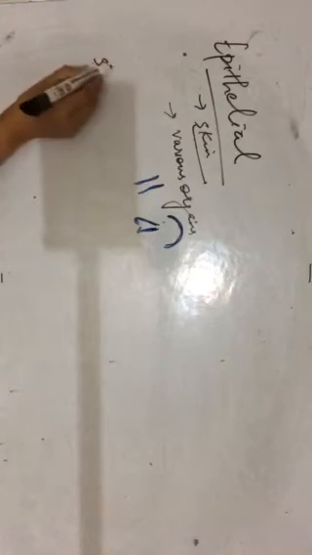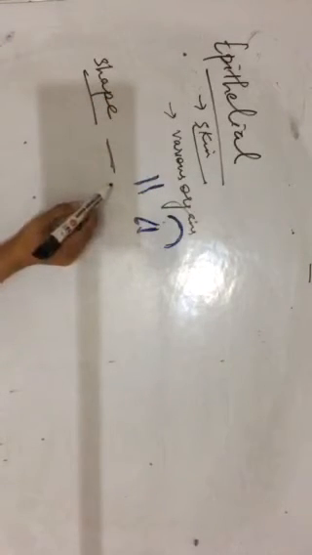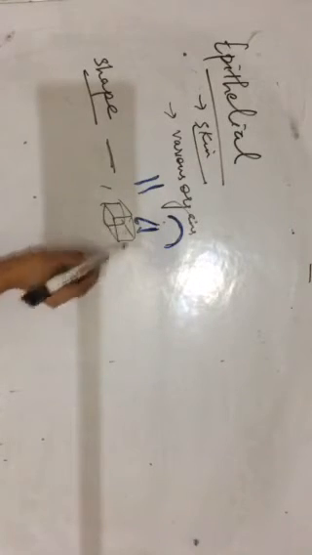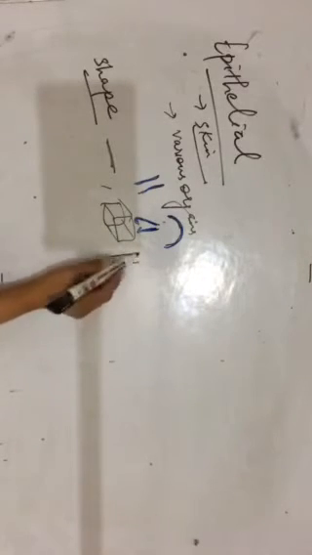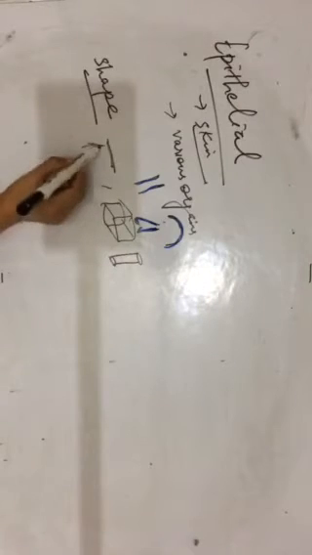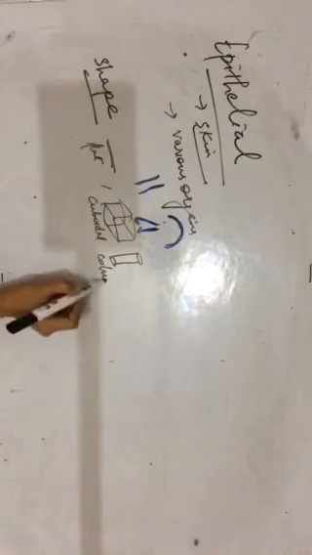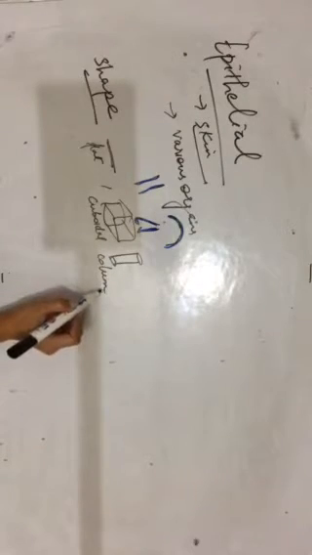Next is about its shape. Epithelial tissue, its shape. It can be flat, completely flat, or it can be cuboidal, cuboid-like, or it can be columnar, column-like in shape. So it can be flat, cuboidal, or columnar, right? Next is its function.